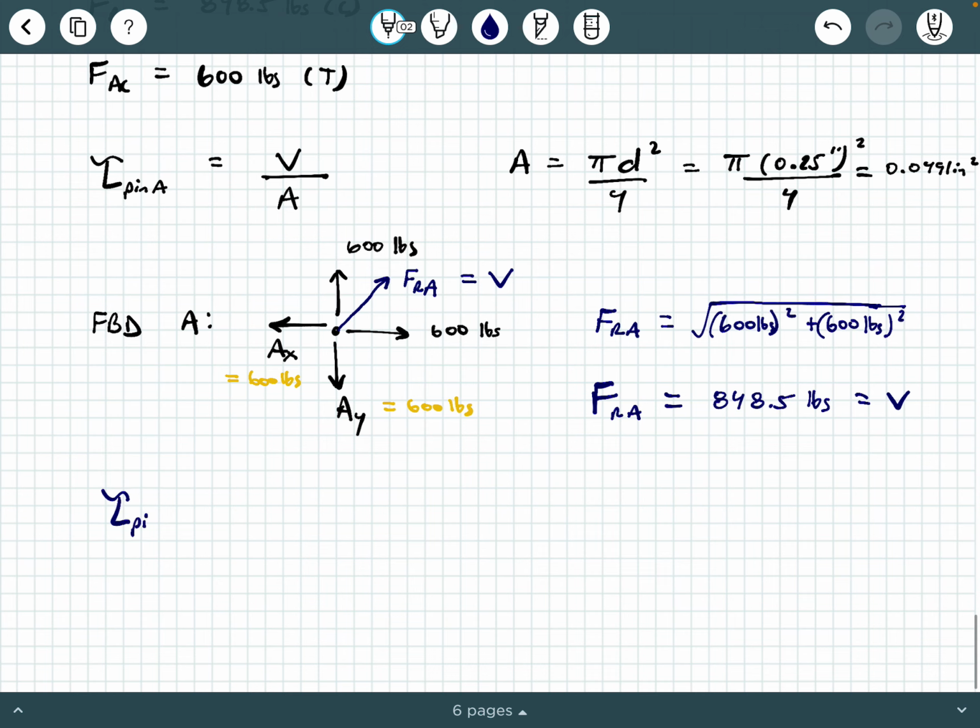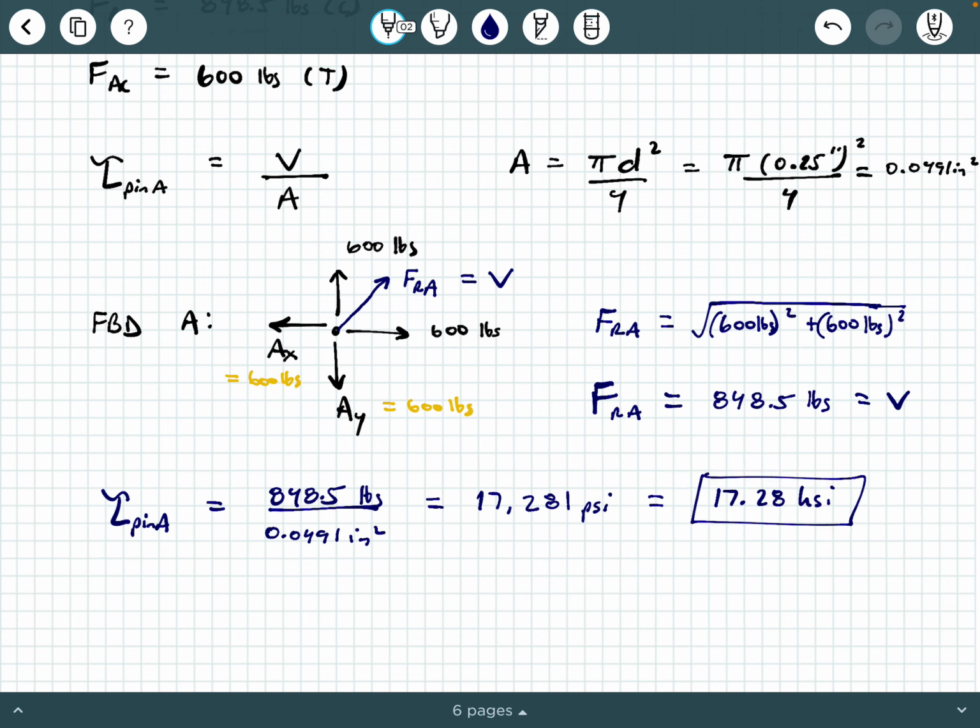So finally, tau at the pin at A is 848.5 pounds divided by 0.0491 square inches. Remember, that pin was in single shear, that's why we're not dividing this by 2 like we might do in another problem. So we get 17,281 psi. If you want that in ksi, you can say 17.28 ksi as your final answer. And that concludes this example.